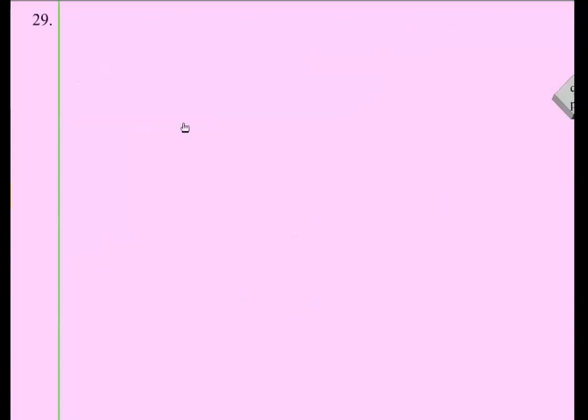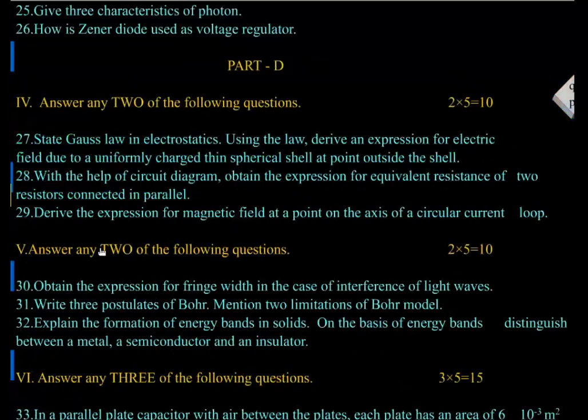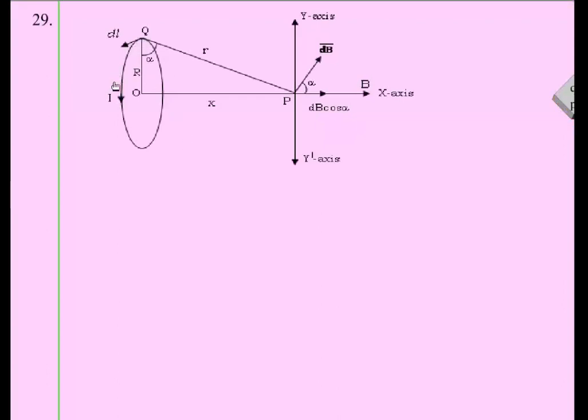Now let us discuss the 29th. Look at 29. Derive the expression for magnetic field at a point on the axis of a circular current loop. So now let us consider the diagram. Look here, this is the circular loop. Current flowing through this one is I in this direction. Let R be the radius of this loop, and look here, this is the radius, and consider this is an axis. This is the point P at a distance of x from O.